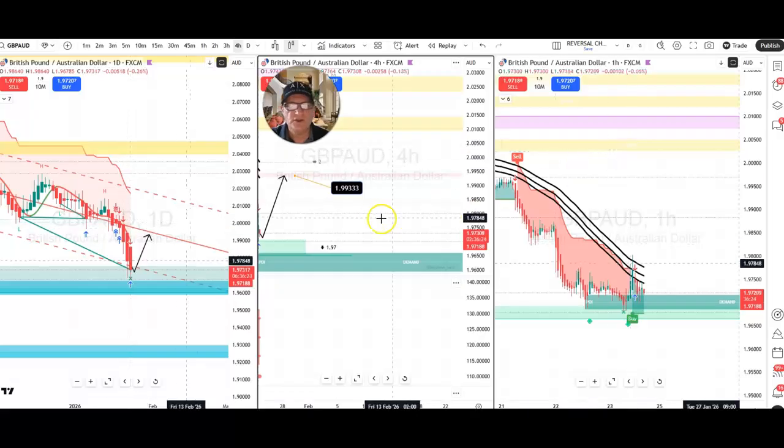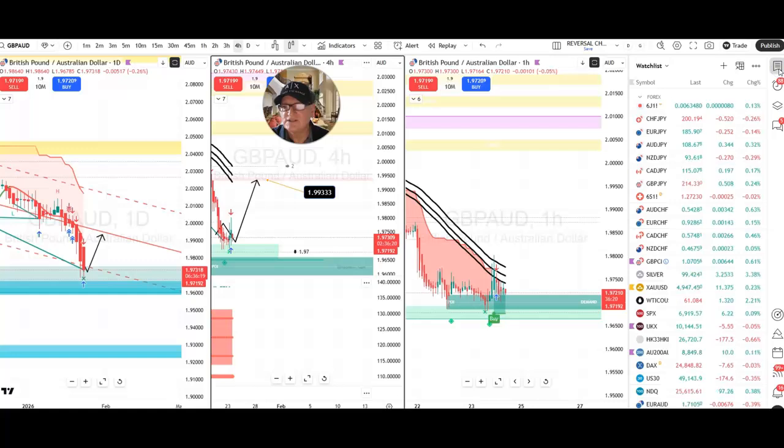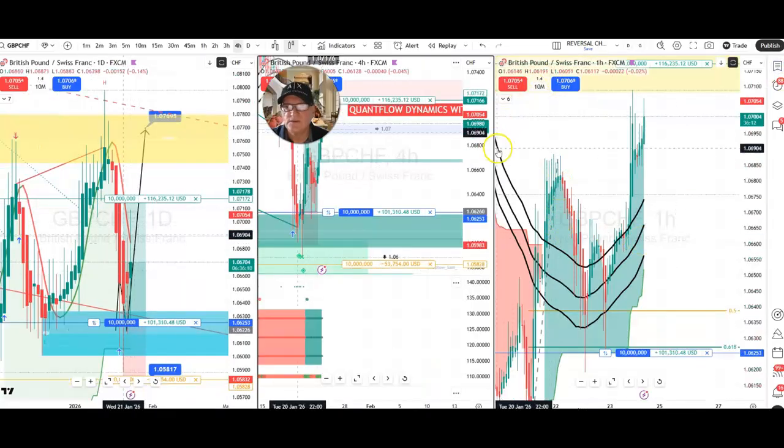So let me now take you across to a trade that we do have, which is a reversal trade, just so you can see what's going on. So let's have a look here. Let's get rid of that. Let's move that across there.